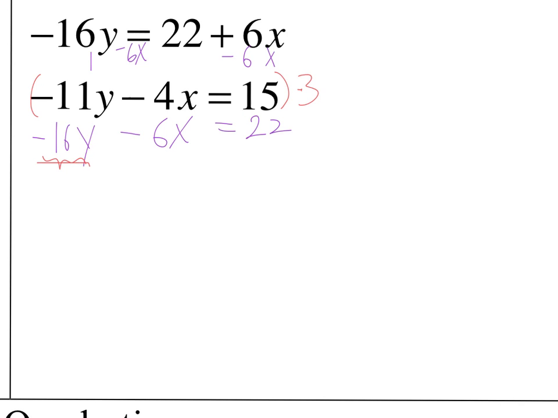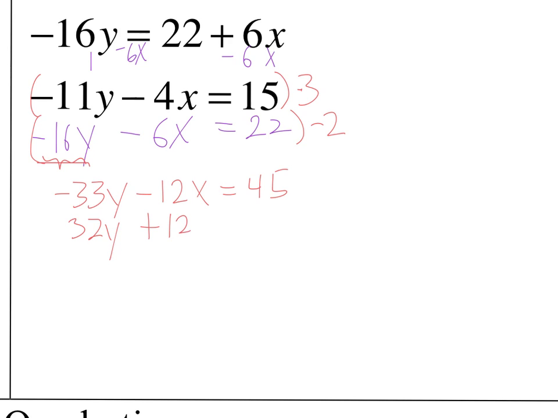If I multiply this one by 3 and this one by negative 2, I'm going to end up with negative 33y minus 12x is equal to 45. And 32y plus 12x is equal to negative 44. This actually looks like it's going to work out really nicely. When I add these together, I get negative y, 0, and 1, which means that y is equal to 1.